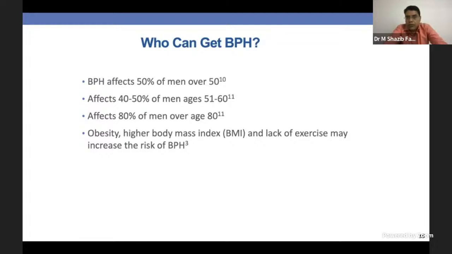We have discussed who can get BPH, but by the age of 50 years, 50% of patients can have symptoms of BPH, and these symptoms gradually increase to about 80% by the age of 80 years. Now, what are the risk factors for BPH? Obesity, a body mass index of more than 30, and people who are not performing exercise have an increased risk of developing lower urinary tract symptoms because of BPH.